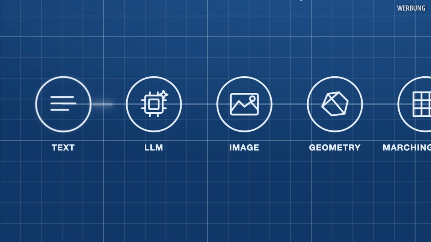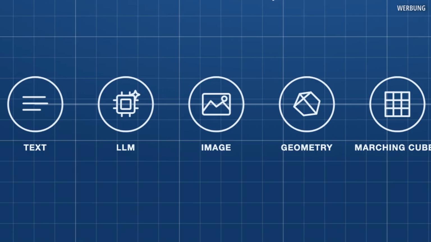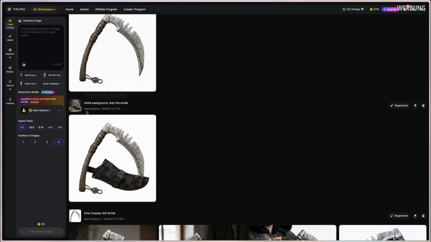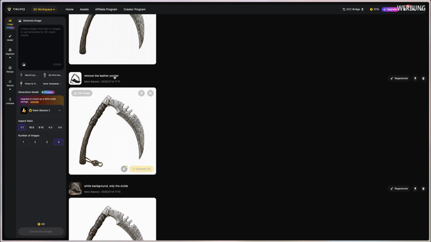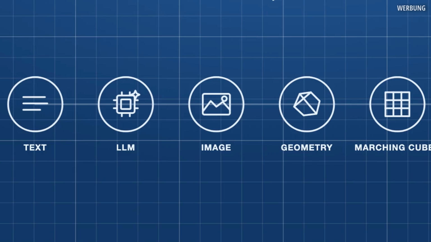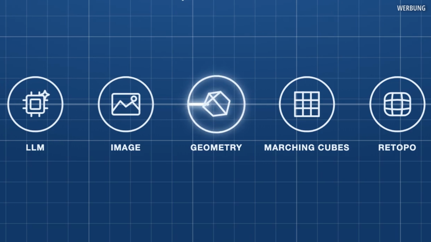If you start with a text prompt, the AI doesn't jump straight to 3D. First, a language model cleans up and enriches your prompt. Then, and this is the important part, your text gets turned into an image with a model like NanoBanana Pro. This concept image is what actually drives the 3D generation. From that image, the geometry model takes over.